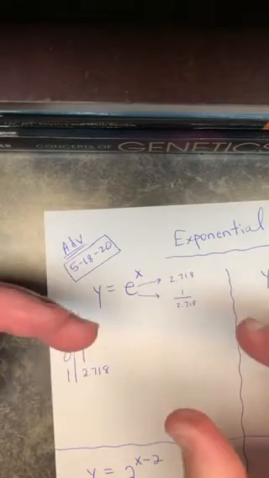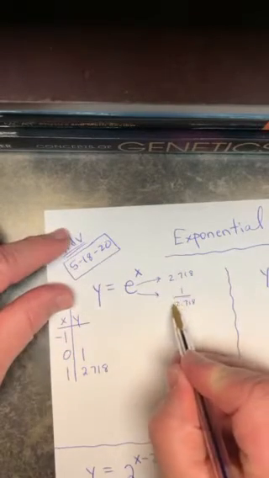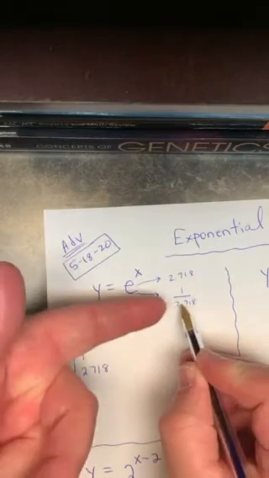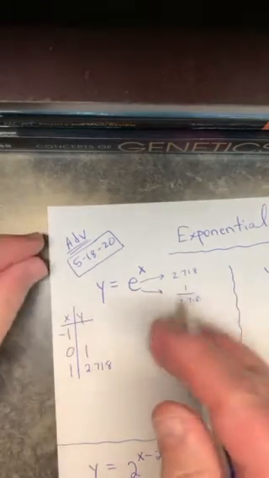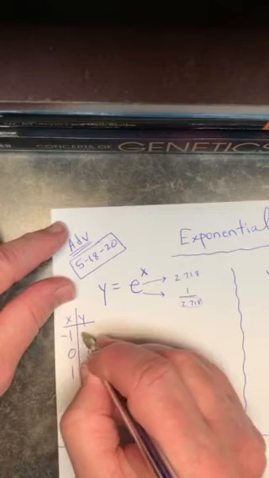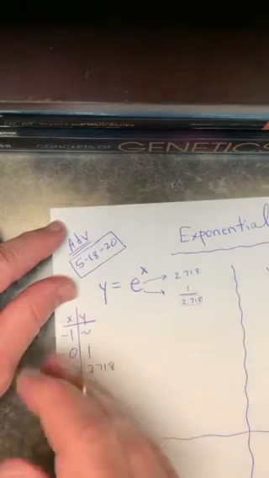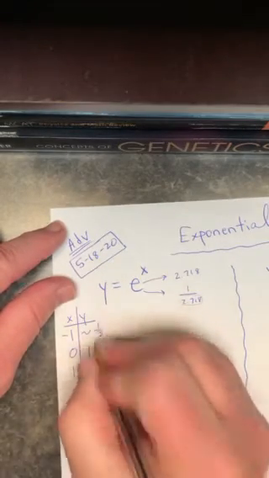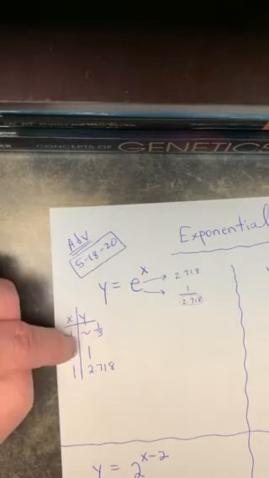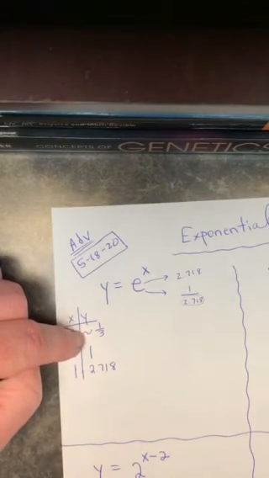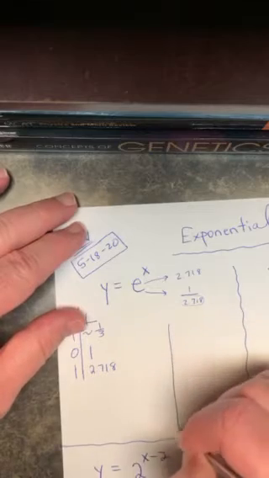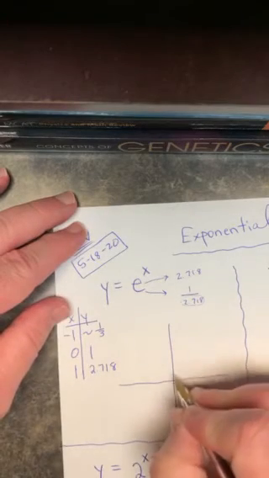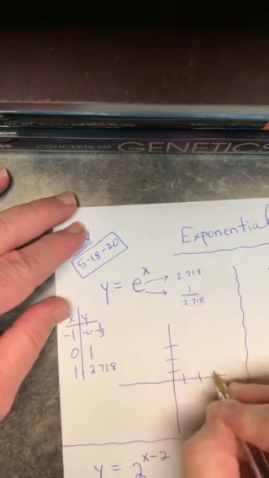Now, again, I don't have a calculator out, but I'm just going to say that 2.718 is almost 3, isn't it? So I'm going to estimate. I'm going to put a little squiggly line and say that it's about 1/3, right? That says about 1/3.